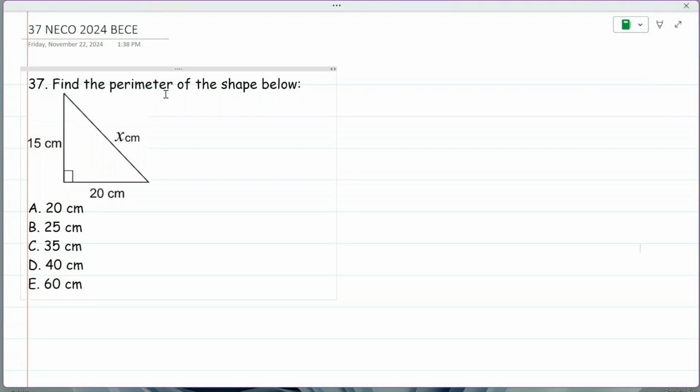Question 37. Find the perimeter of the shape. Now this is the shape. It's a right angle triangle. We've been asked to find the perimeter of this shape. To find the perimeter of a shape, it means adding all the sides. So we have to add this plus this plus this.